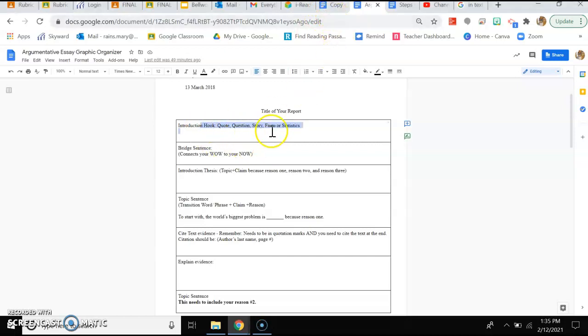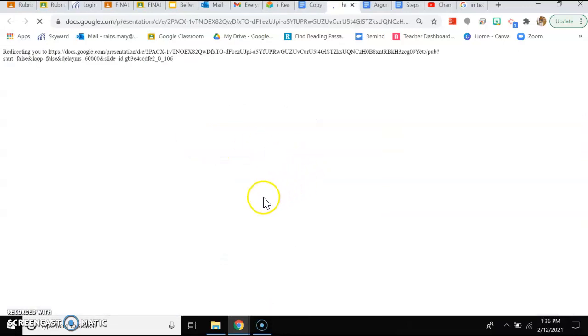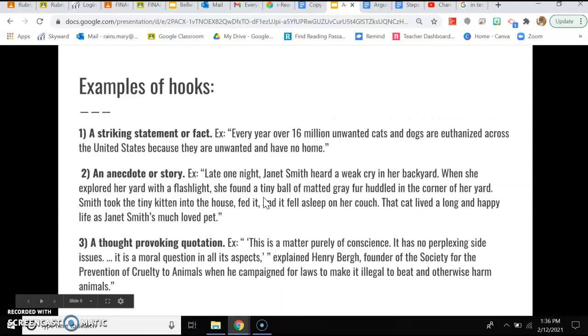So here is where it is at on this template. On this template, it is first thing as well. And it says, how can I grab the attention of my audience? So here are some examples if you guys want to look them over. This is the most important of the types that you could use for hooks. A striking statement or fact, so something really interesting that would make somebody think about it. It could be a statement, it could be a fact.